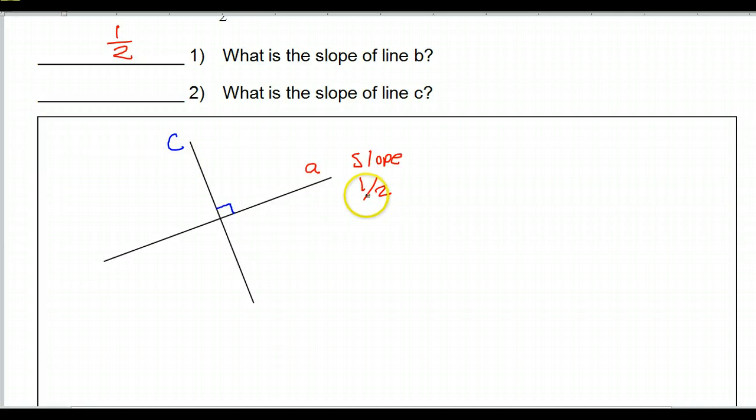Well, what did we learn? If the lines are parallel, their slopes are the same. But if lines are perpendicular, the slope should be opposite sign. So since this one is positive, then this one should be negative. But it should also be reciprocal. So if this is 1/2, then that becomes 2/1, which is the same thing as simply -2. So if line A has slope of 1/2, and C is perpendicular, it will have slope -2.